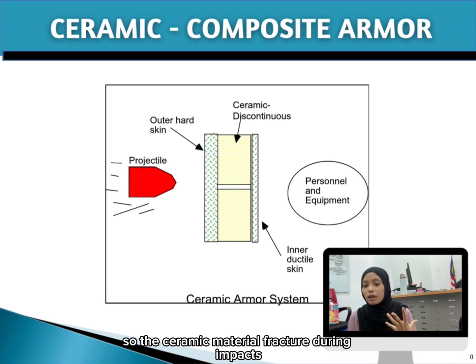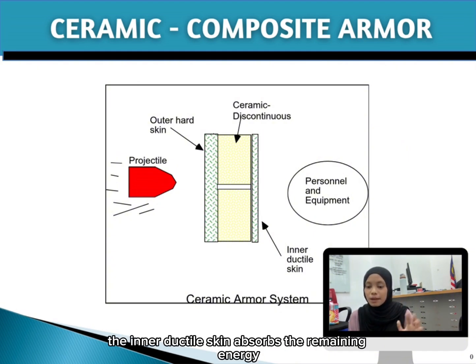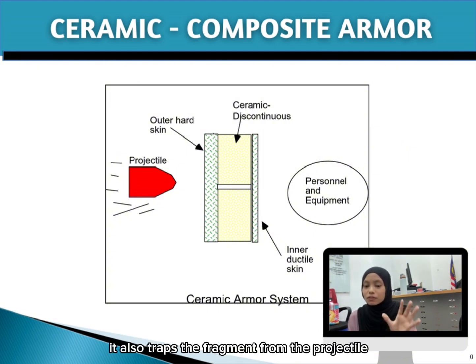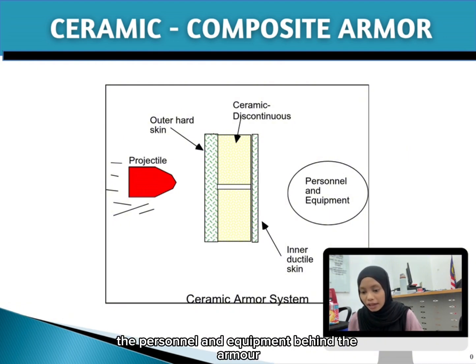So the ceramic material fractures during impact, which helps dissipate the energy and reduce the penetration. Finally, the inner ductile skin absorbs the remaining energy. It also traps the fragments from the projectile and broken ceramic, preventing them from reaching the personnel and equipment behind the armor. So that's it.